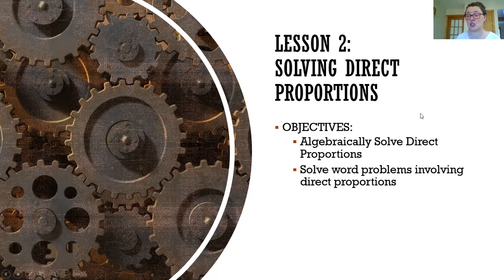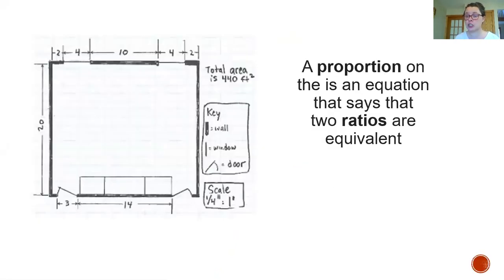So by the end of this lesson, you should be able to solve what's called a direct proportion. Now, a proportion is just a way of saying that two ratios are equivalent. So on a scale, we'll say a 1/4 inch equals a foot. That means if I measure 1 inch on my plan, if I was to reduce the ratio of the actual measurement to the plan measurement, it should reduce to a 1/4 inch equals 1 foot.